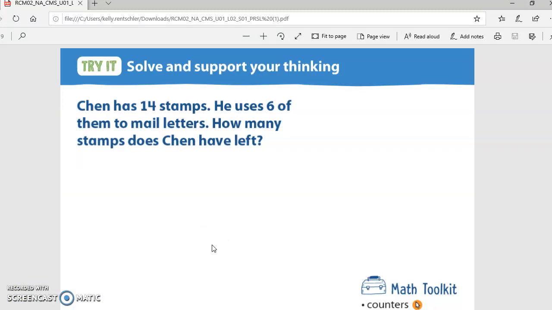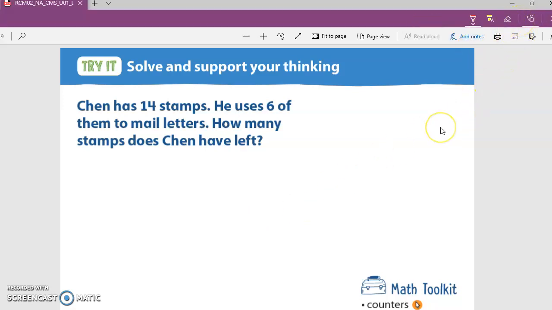So we're looking at: Chen has 14 stamps. He uses 6 of them to mail letters. How many stamps does Chen have left? Remember that we want to make sure that we understand all the words in the question. We want to know what numbers we're given, and then we want to be able to know if we're adding or subtracting. Okay? So I'm going to read it one more time. Chen has 14 stamps. He uses 6 of them to mail letters. How many stamps does Chen have left?